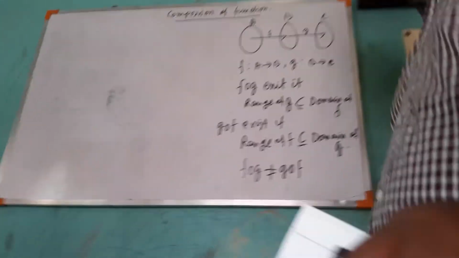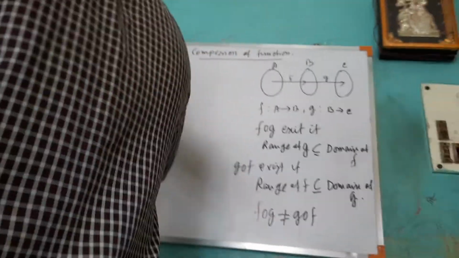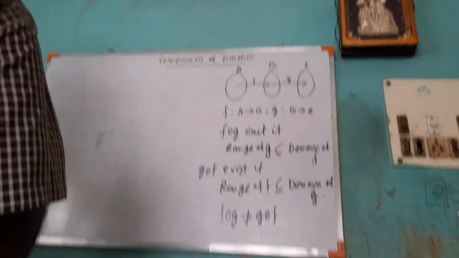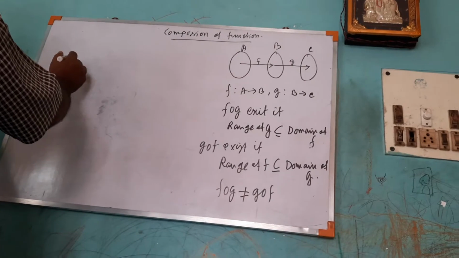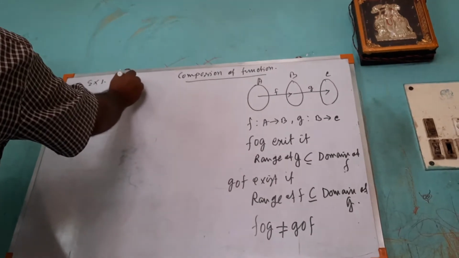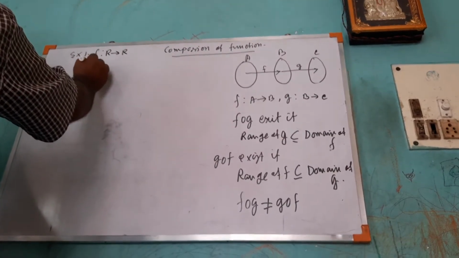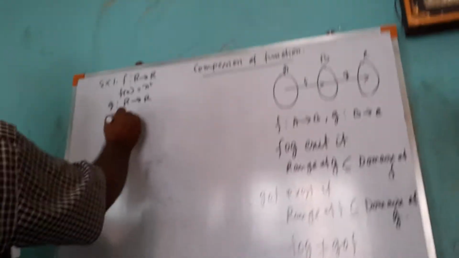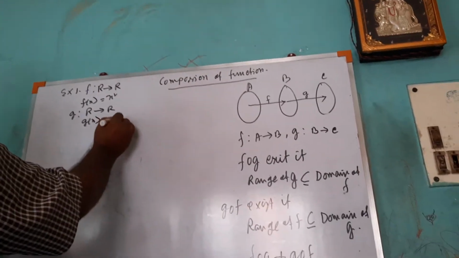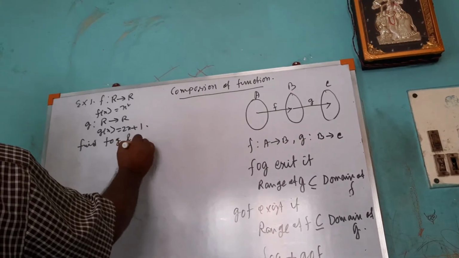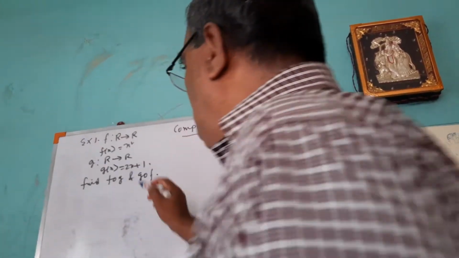So I am solving a problem now. Just follow me. Example 1. F: R to R, real number to real number, Fx equal to x square. G: R to R, Gx equal to 2x plus 1. Find FOG and GOF.